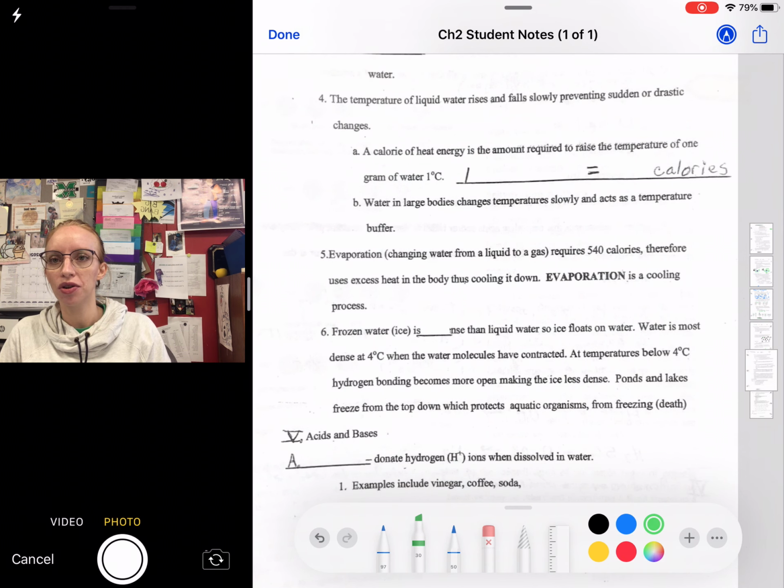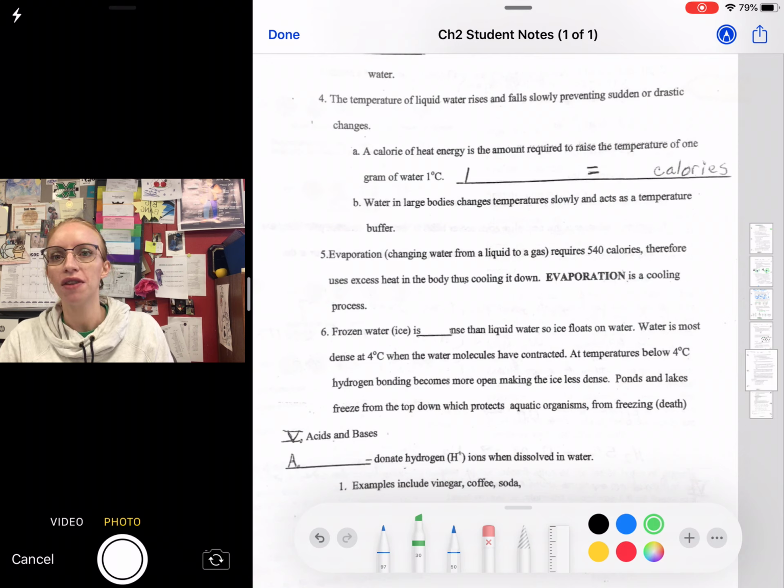Number 4, the temperature of liquid water rises and falls slowly, preventing sudden or drastic changes, which is super good. You don't want your bodies, if they get a little heated, to suddenly turn into gas and evaporate. That's not how our bodies would run well. So thankfully, we rise slowly. We retain heat and we lose heat on a slow basis.